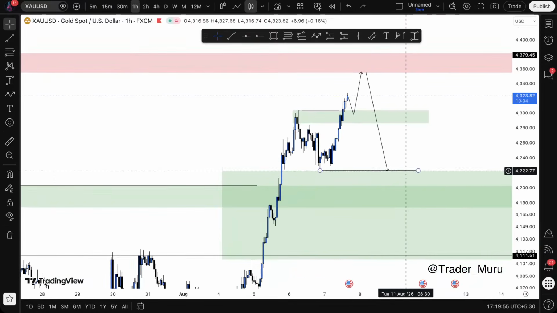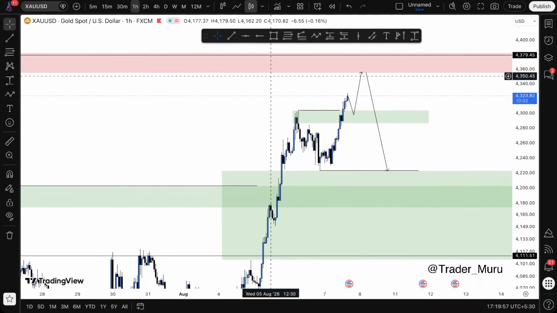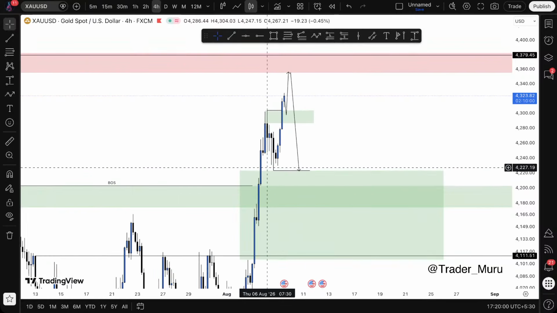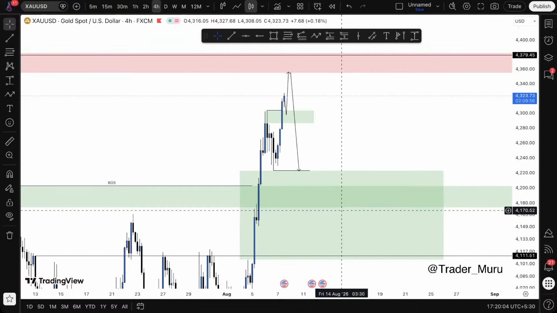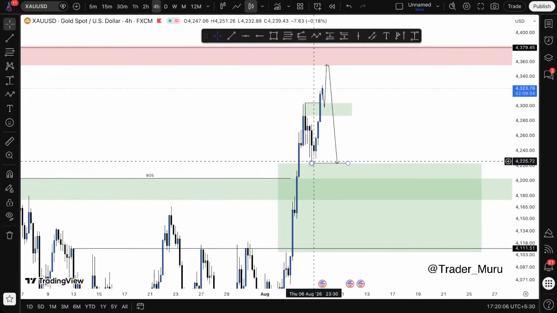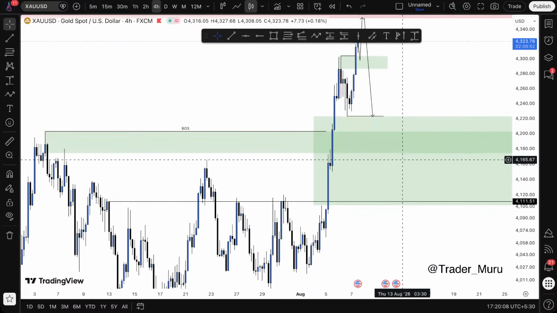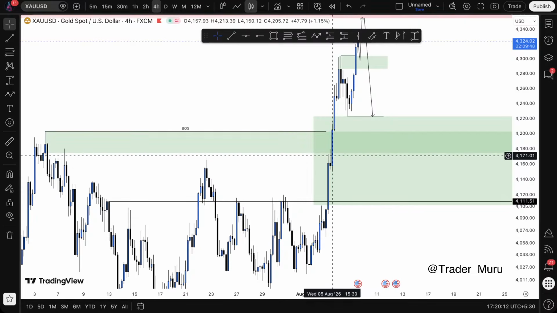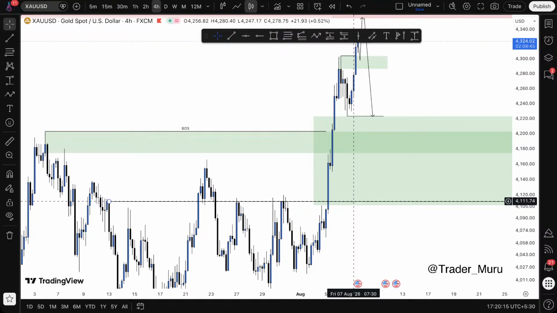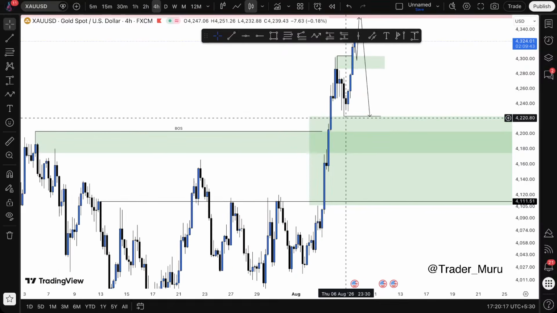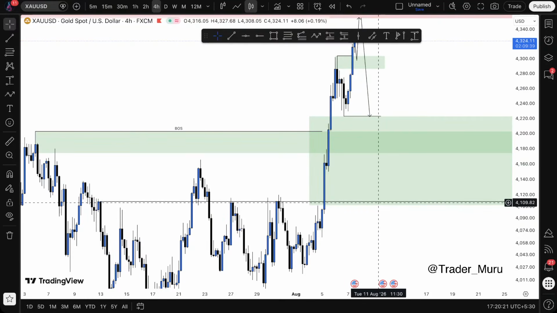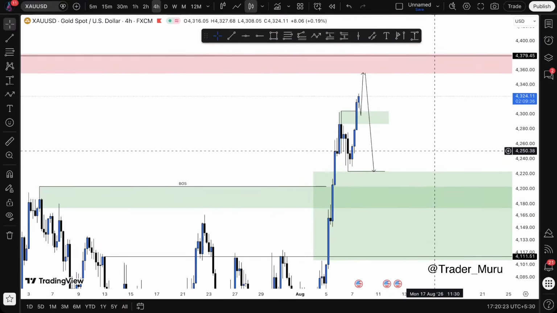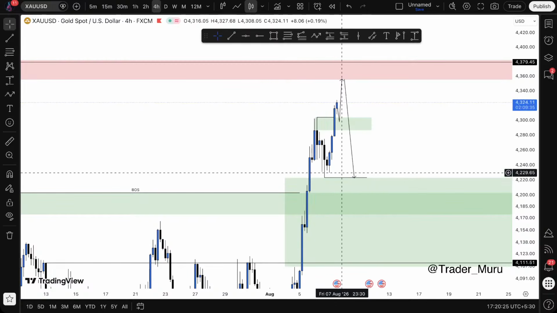If we get a 4-hour 2 candle closing below this low, our 4-hour will be bearish, and then we will be expecting price to test around 4171 and 4111. If we get a 4-hour 2 candle closing below this low, we will be expecting more downside till 4111. This full FVG will be filled.